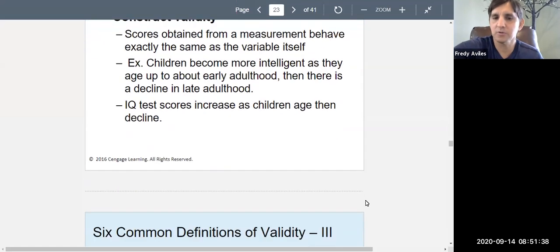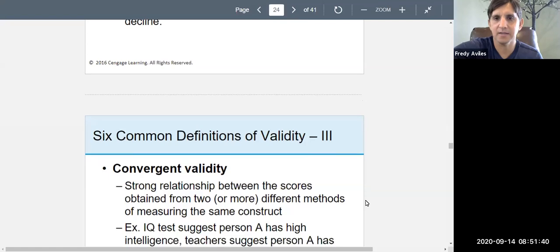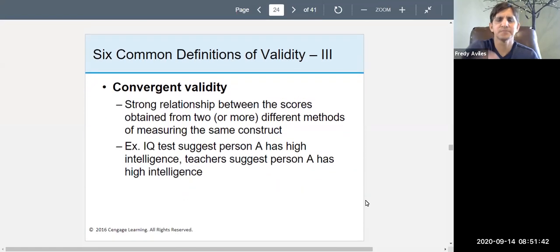Okay, and that's a little bit hard to understand. I get that. Okay. Now, convergent validity. Convergent validity makes a lot of sense. This one's easy to understand, but very useful. Convergent validity is when there is a strong relationship between two scores obtained from two different methods of measurement. Let me explain. Convergent validity means that the scores converge, or they come together.